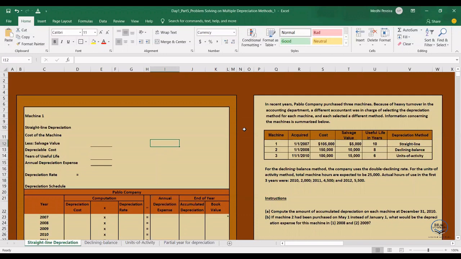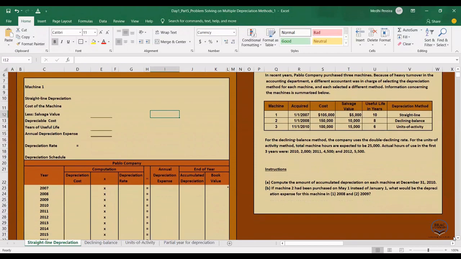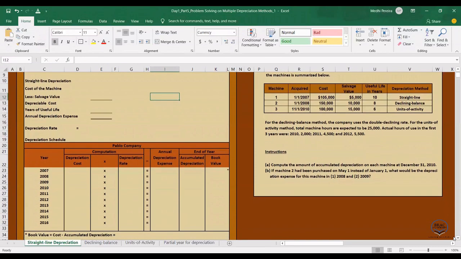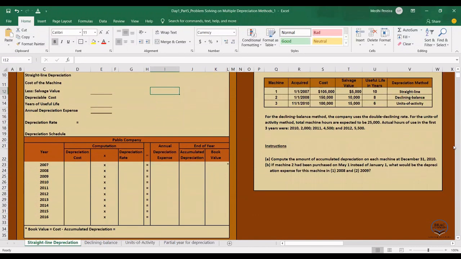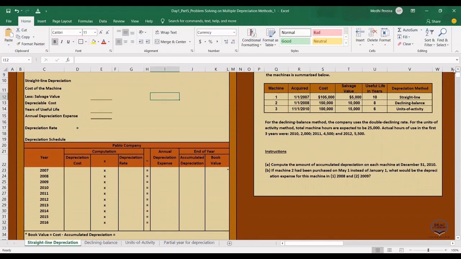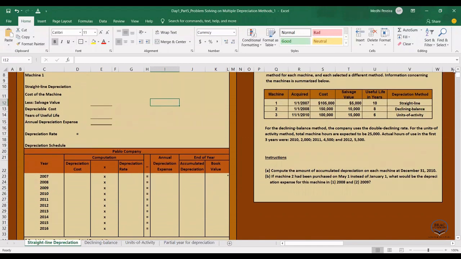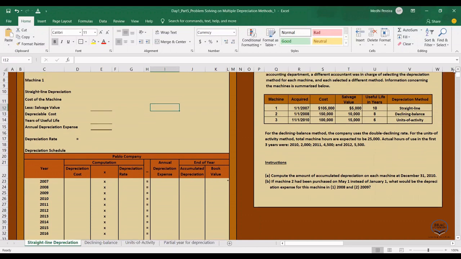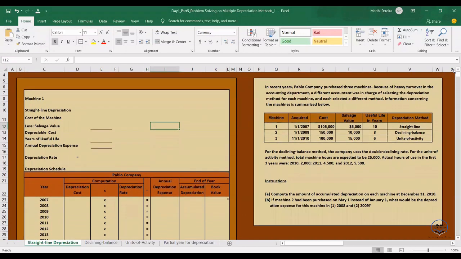And as you can see, we have a problem here, and this problem is about Pablo Company. And I have already made a depreciation schedule here for doing the maths, and I have done it only because I want to save some time rather than wasting time on formatting. I wanted to just expedite the process by making the format beforehand. So here we have the problem of Pablo Company.